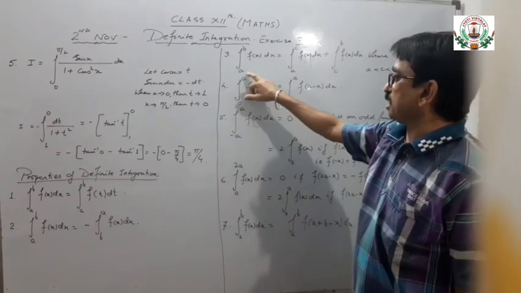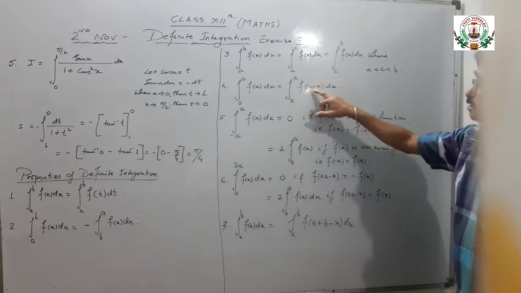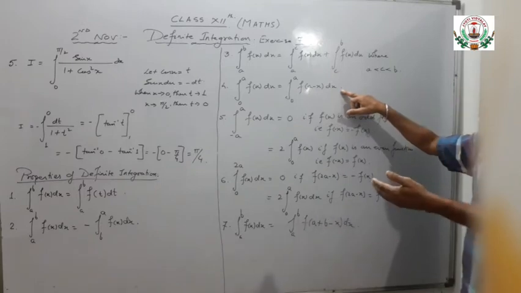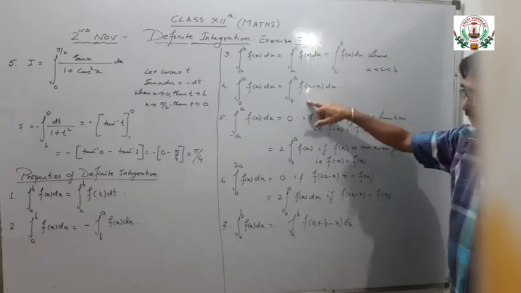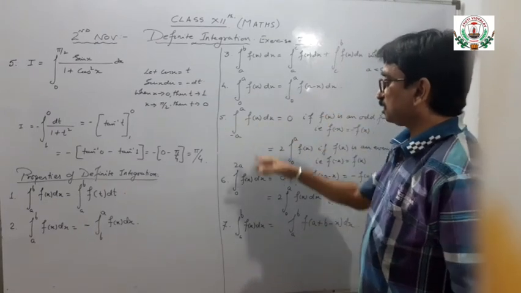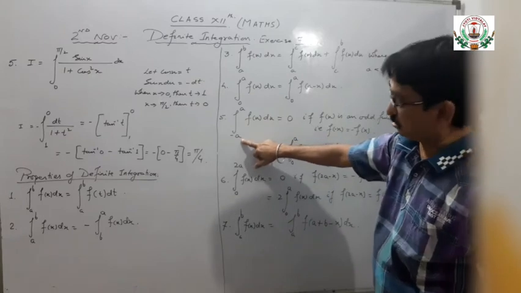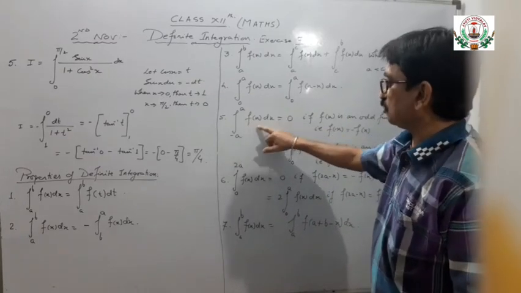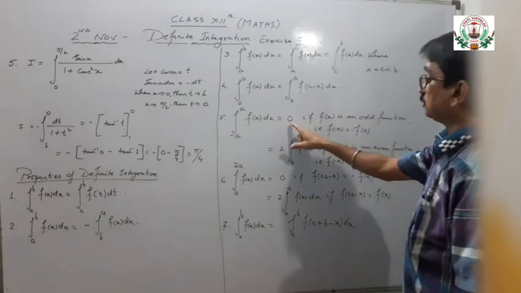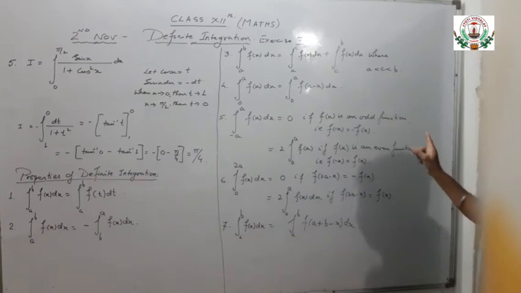Integration 0 to a f of x dx can be written as integration 0 to a f of (a minus x) dx. In solving further, many of the problems will apply this property. So be careful. Now the fifth one, integration with both limits the same but of opposite sign, minus a to plus a f of x dx, will become equal to 0. Its value will become equal to 0 if our given function is an odd function.